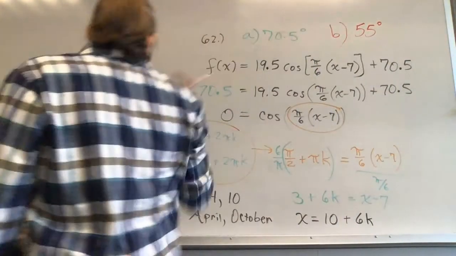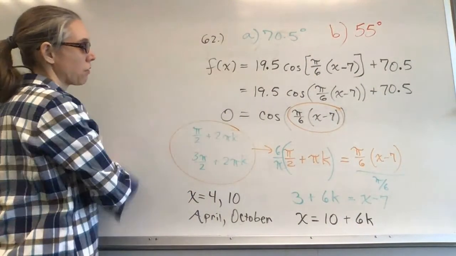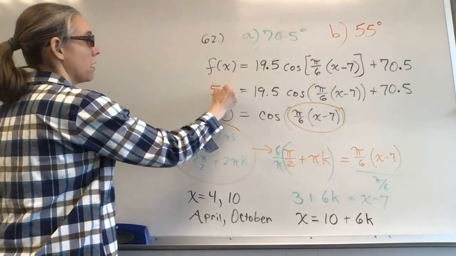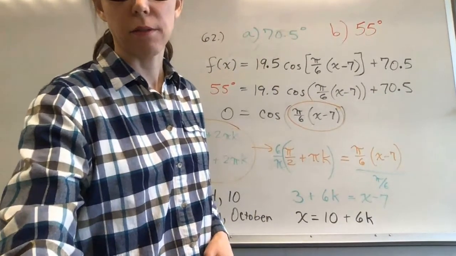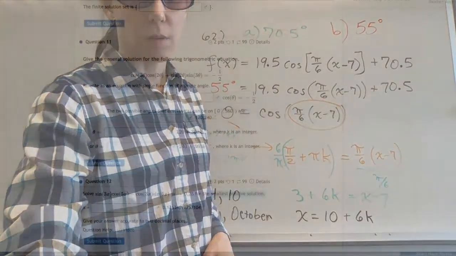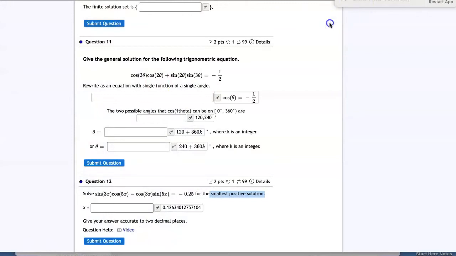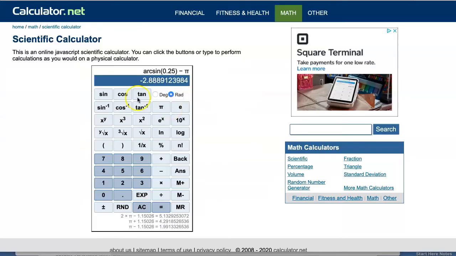So for 55 degrees, we're going to replace f of x here with 55. And then when you subtract 70.5 from 55, let me go back over here. I'm going to take 55 and subtract 70.5, and I get negative 15.5. And then I need to divide that number by the 19.5 that's out in front of the cosine function.